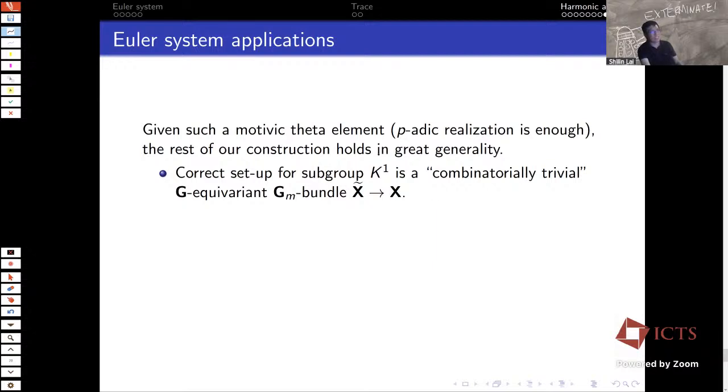I glossed over this issue of K1. The correct formulation is you should expect an s variable in the period integral representation. And that seems to be related to the existence of a certain G_m bundle over X, which I give the name combinatorially trivial. That's related to how much you can twist by abelian characters.